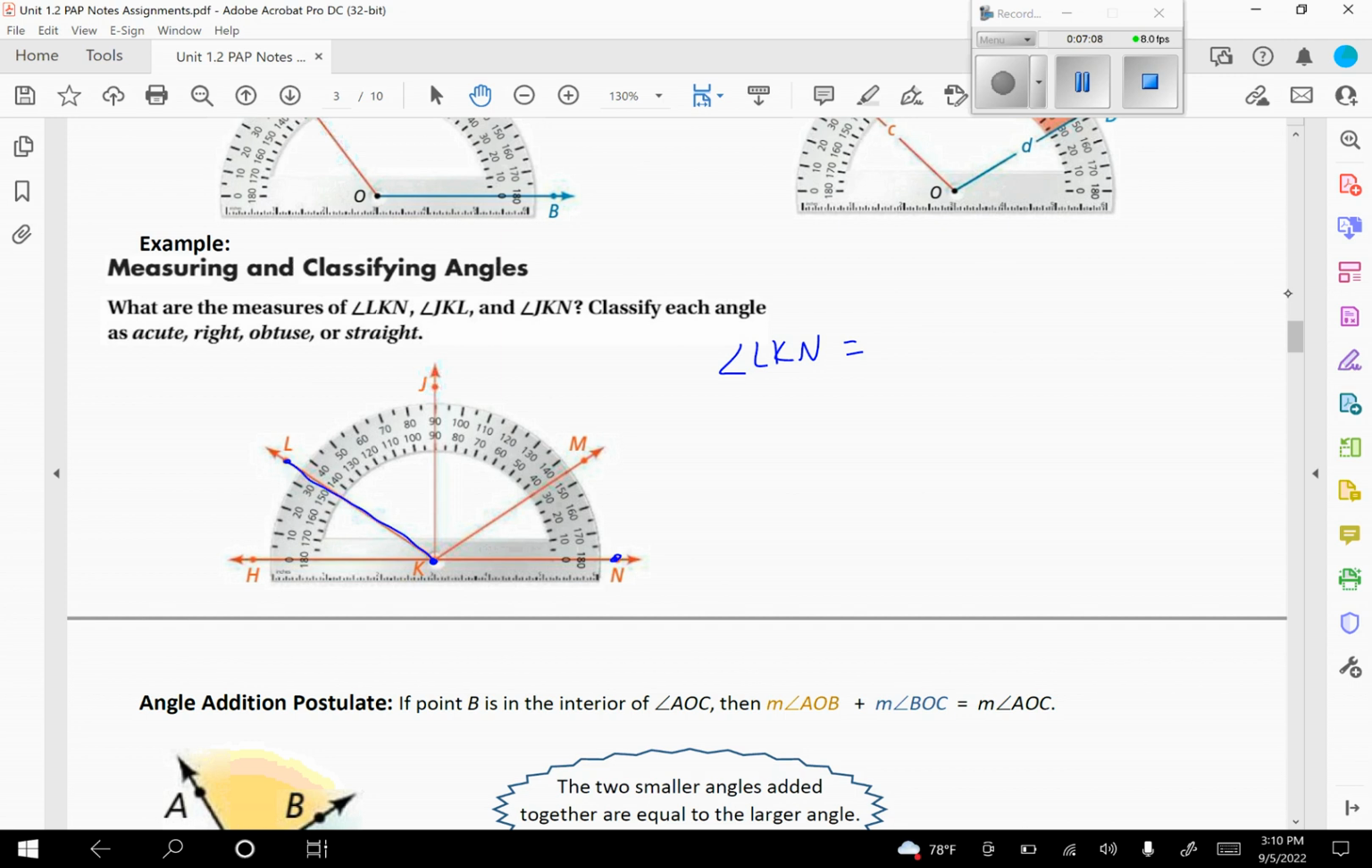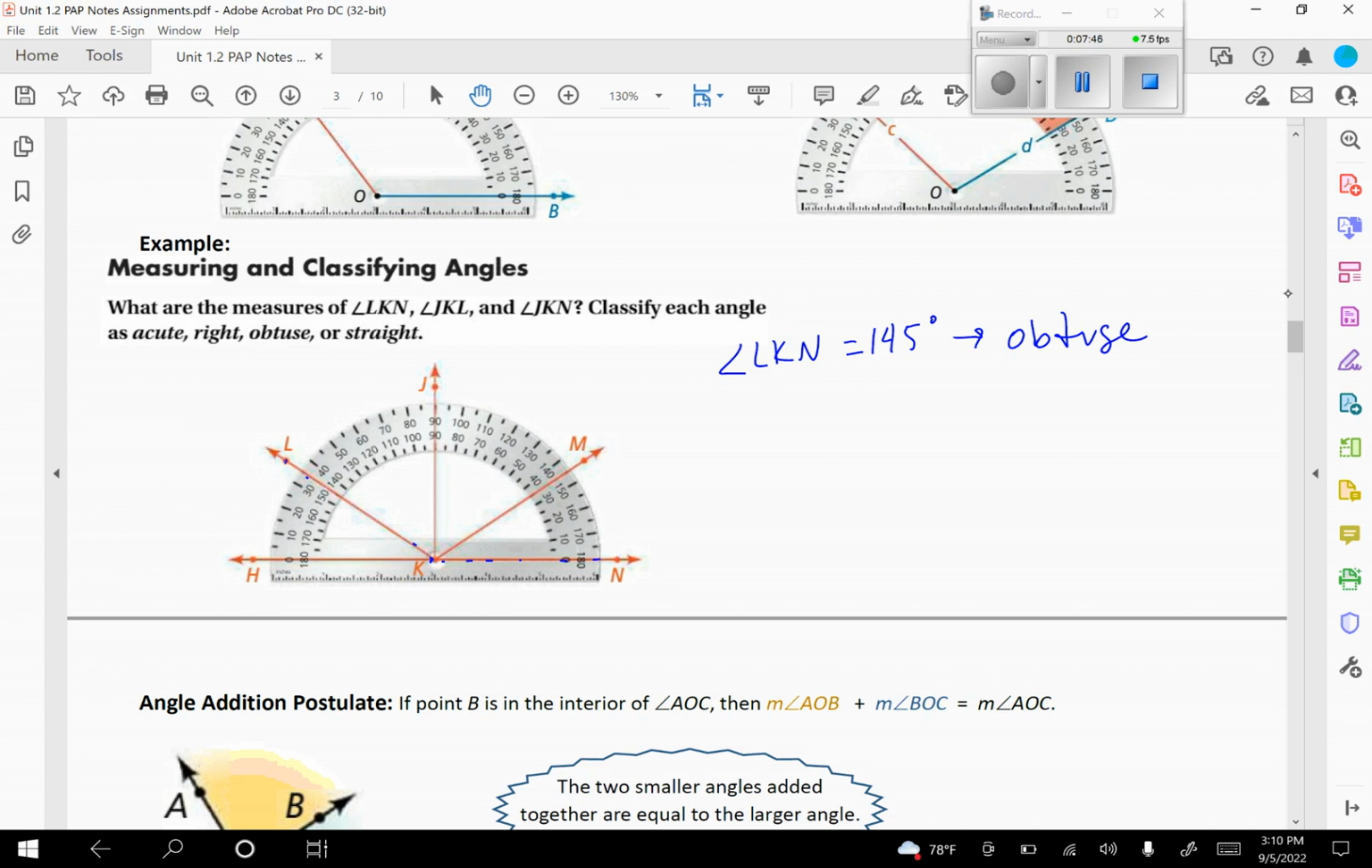So I'm looking at this large angle, right? Again, I know that I'm going to start from my horizontal ray, so that's 0. I'm just going to read up here. Where does it end about? About 145. So it's 145 degrees, so that means it is obtuse because it's greater than 90 but less than 180. Okay, the next one that they want us to measure, and notice you can erase, just like when using your pencil too. Make light marks and it's easy to erase it.